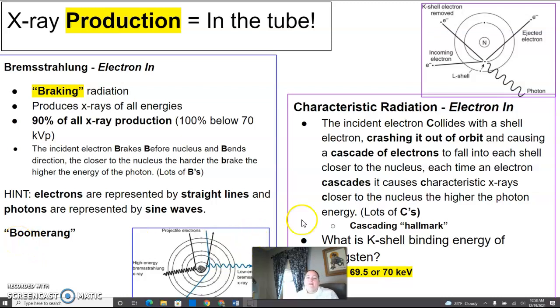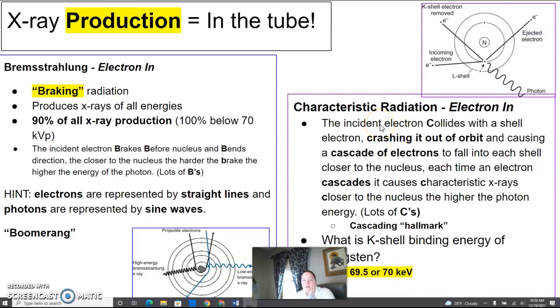All right. Characteristic, again, is electron in. So the X-ray production interactions, you've got two: Characteristic and Bremsstrahlung. Both pictures are going to look like a straight line coming in first. So a straight line is your Edward electron, straight and narrow, okay?